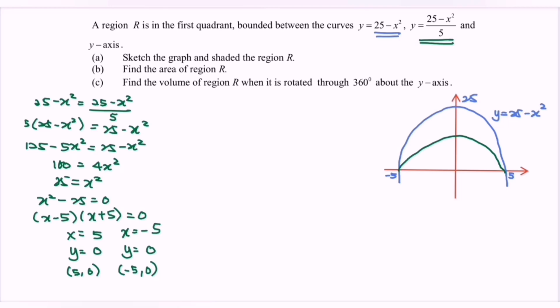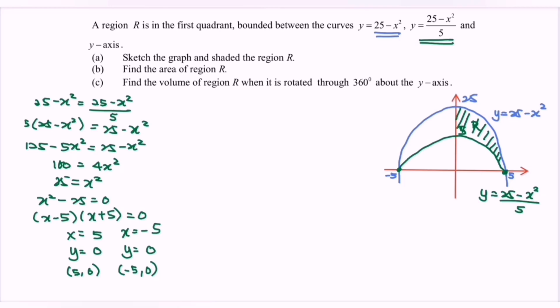So the intersection points will be negative 5 and also 5. So here we will have 5. So the curve will be y is equal to 25 minus x squared over 5. So the shaded region will be this part. Because the question said R is in the first quadrant and bounded by curve 1 and curve 2 and also the y-axis. Kindly refer to part A, sketch the graph and shade the region R. So here we have the region R.